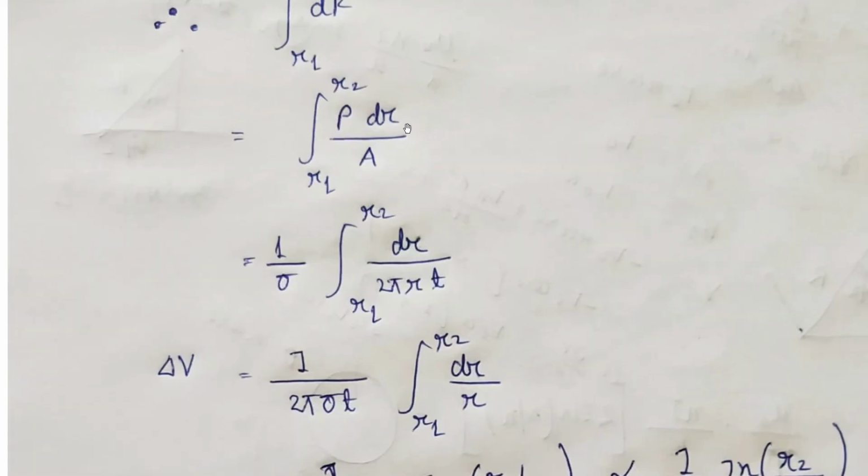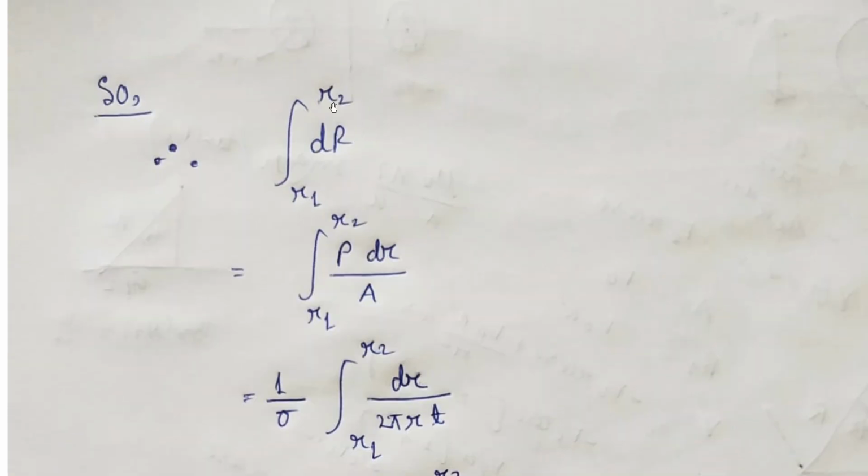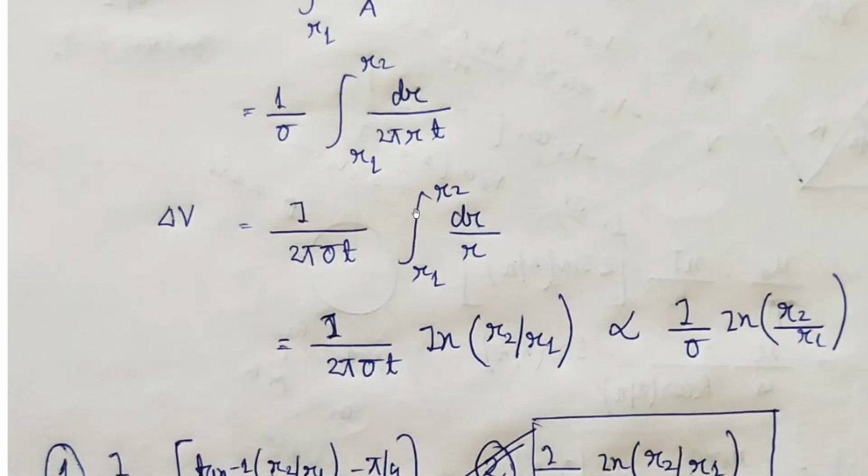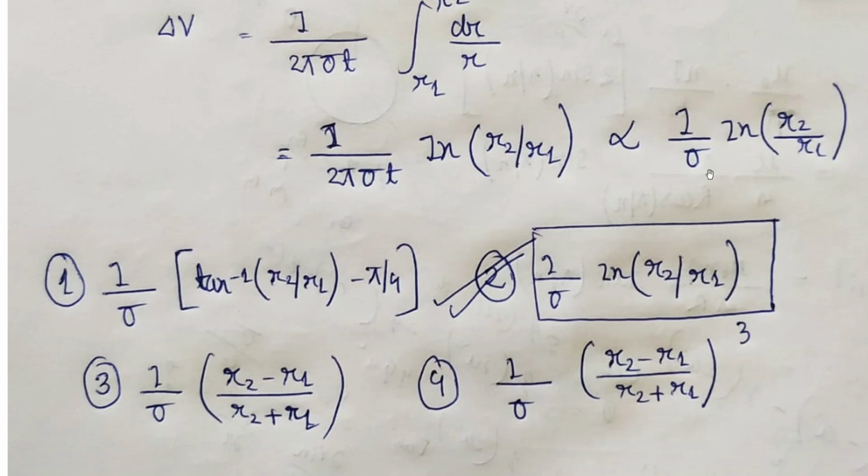You can now simply integrate dr from r1 to r2. We are given sigma, so you can substitute rho as 1 by sigma. This is the length element, dr, and A is 2 pi r into t, where 2 pi r is the perimeter at distance r and t is the thickness of the sheet. So you can now integrate dr by r, and it gives log r2 by r1. So delta V is proportional to I by sigma into log r2 by r1. So the correct option will be option 2.